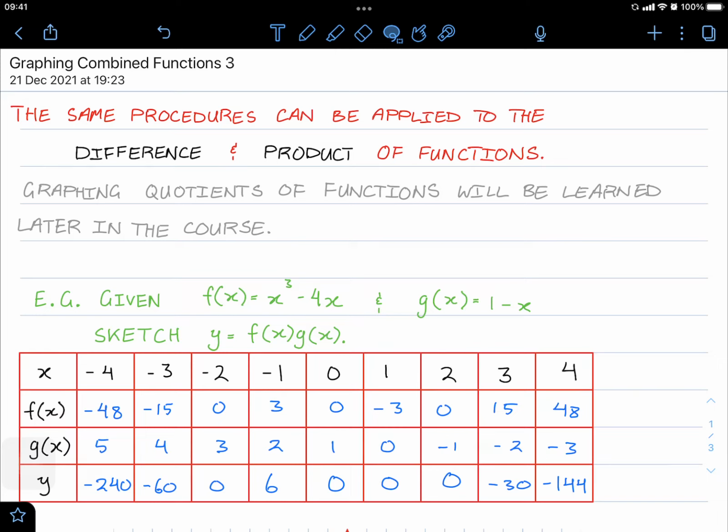Hello class, this is a video tutorial on graphing combined functions part 3. In this video, we'll be applying the same procedures that we've seen in the sum of two functions and the difference of two functions, but now we're going to be using it for the product of two functions.